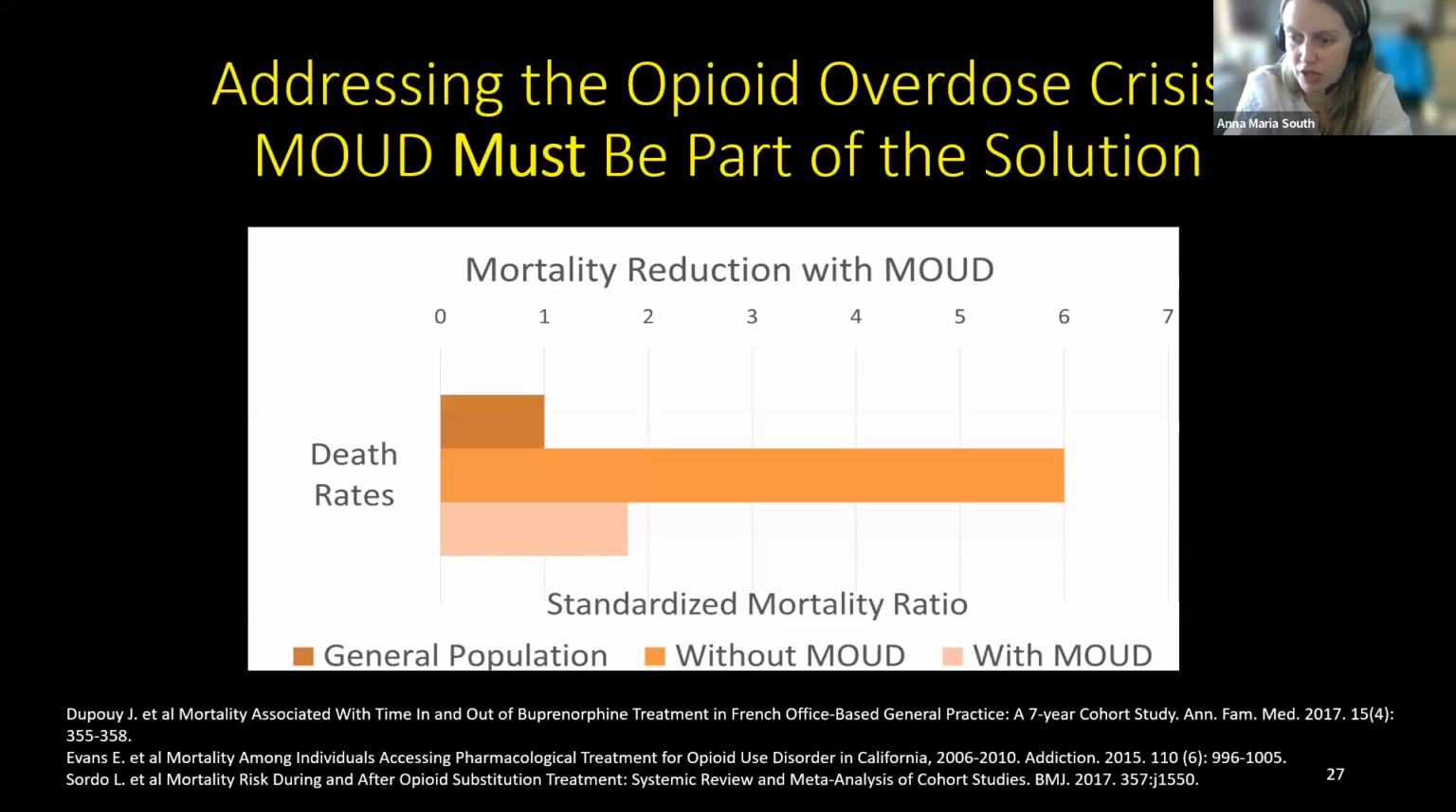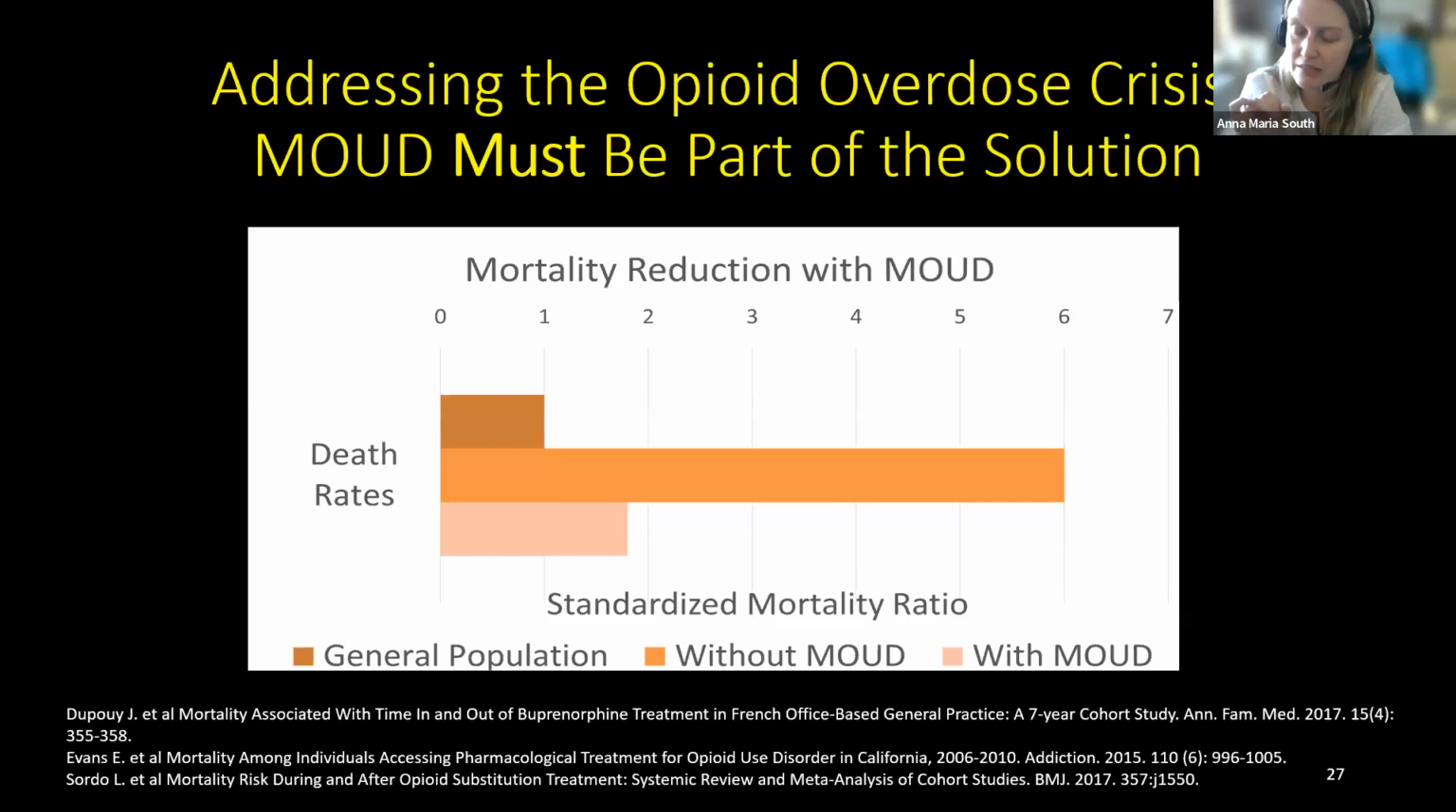Somebody that has an untreated opioid use disorder has a mortality that's 6 times higher than the general population. So these are often young people at super high risk of dying. That's the middle bar here. But if these people are started on methadone or buprenorphine, so Suboxone, that mortality goes down to about 1.8 times that. So still elevated compared to the general population, but severely mortality reducing.